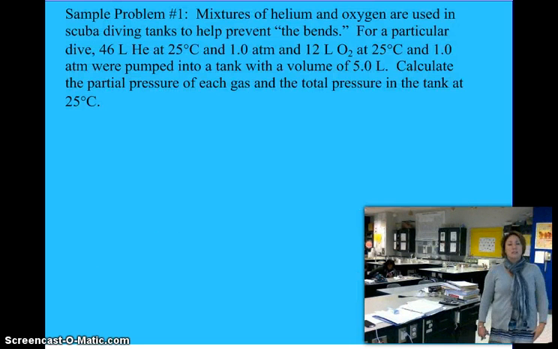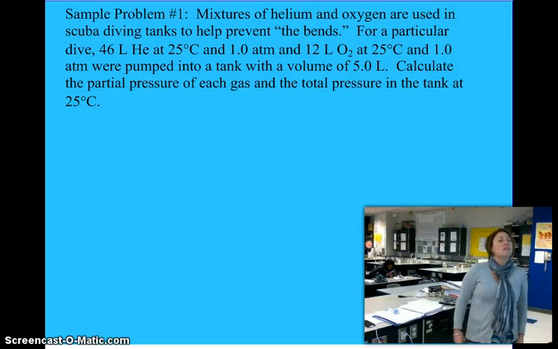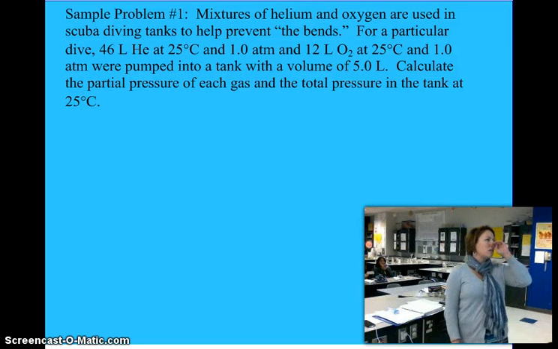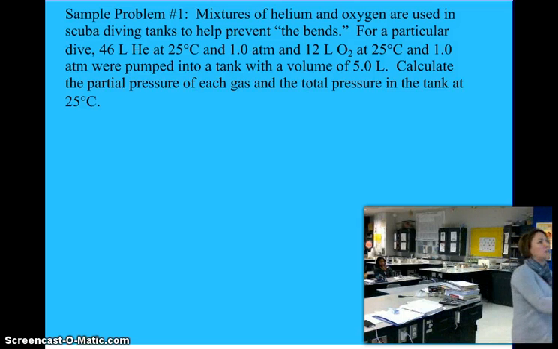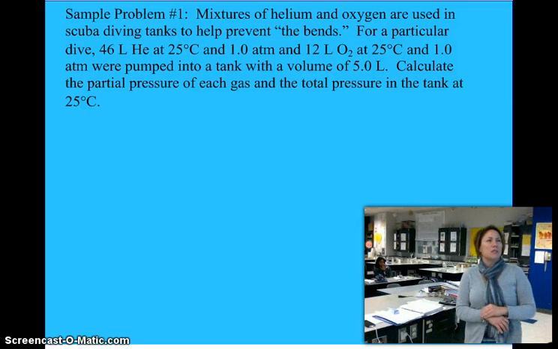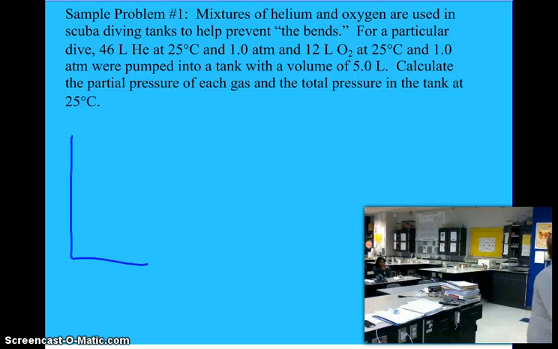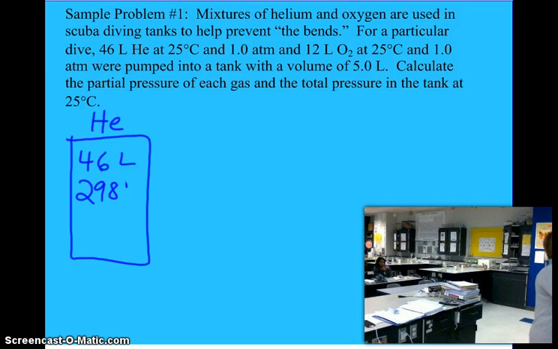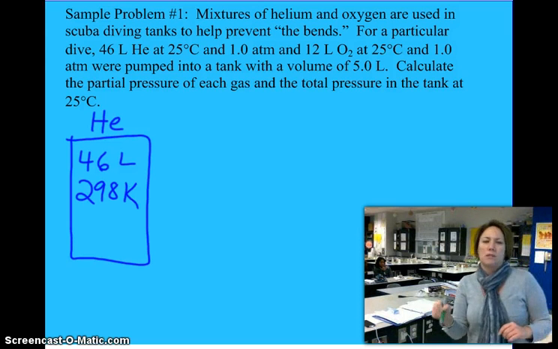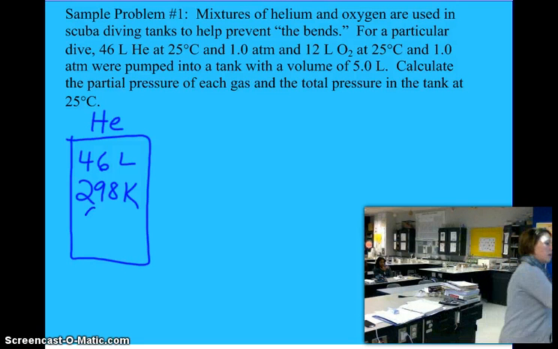All right, let's look at a sample problem. Mixtures of helium and oxygen are used in scuba tanks to help prevent the bends. For a particular dive, 46 liters of helium at 25 degrees and 1 atmosphere. All right, I gotta draw my helium. 46 liters of helium at 298 Kelvin. Remember, Leah, always convert the temperature of a gas to Kelvin. And a pressure of 1 atmosphere.